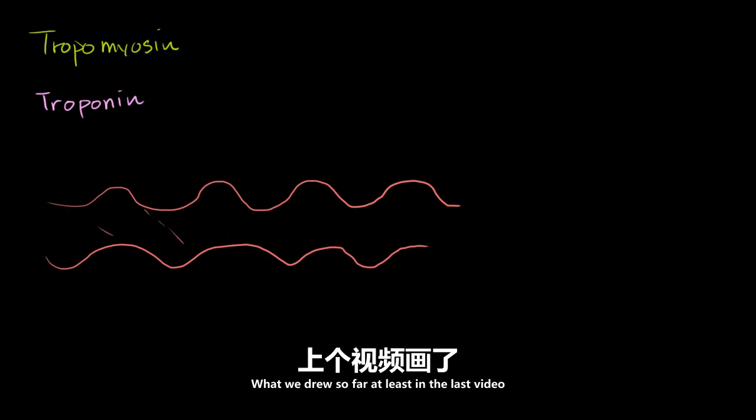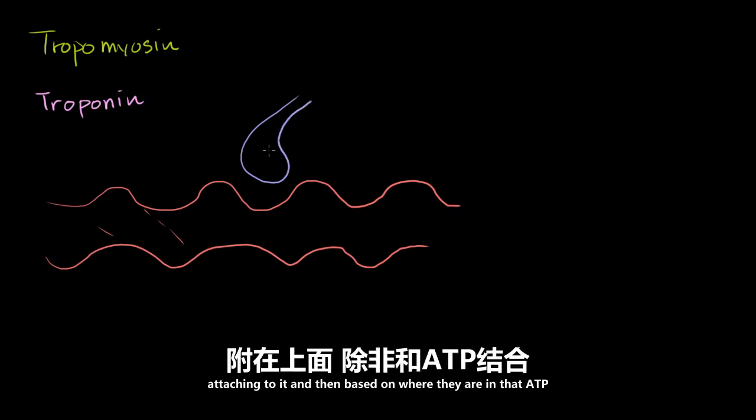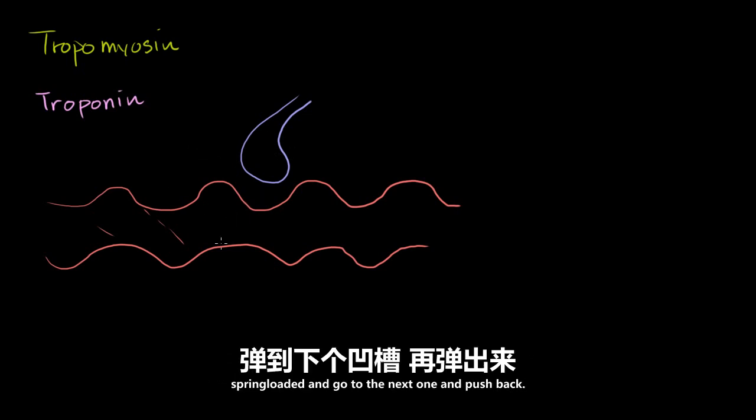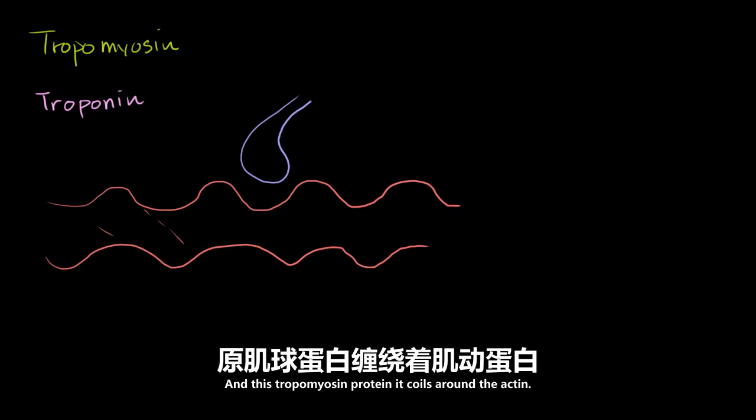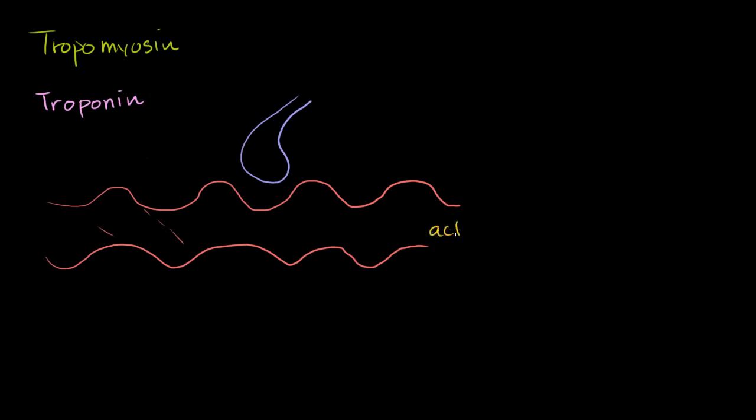What we drew so far, at least in the last video, you have these little myosin. You can view them as feet or heads or whatever that keep attaching to it, and then based on where they are in that ATP cycle, they can keep getting cranked back up, or they're spring loaded, then go to the next one and push back. Now, on top of this actin, you actually have this tropomyosin protein, and this tropomyosin protein coils around the actin. So this is our actin right here.